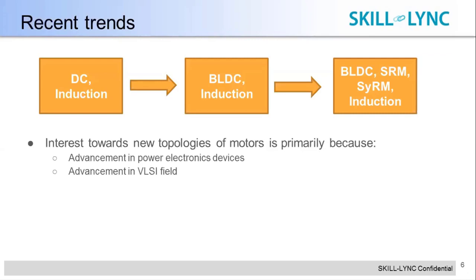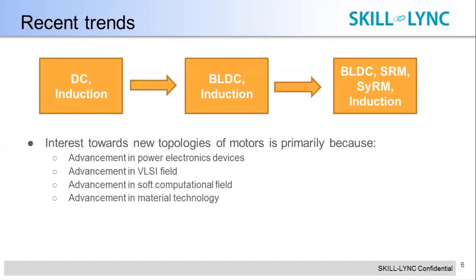And also advancement in the VLSI field. We just don't get switches that can operate at a higher level, but we get them in very compact size because of VLSI advancement. And then advancement in soft computation. Today we have very fast processing speed with our microprocessors, so they can decide very fast, and the controllability of motors has become very easy because of this.